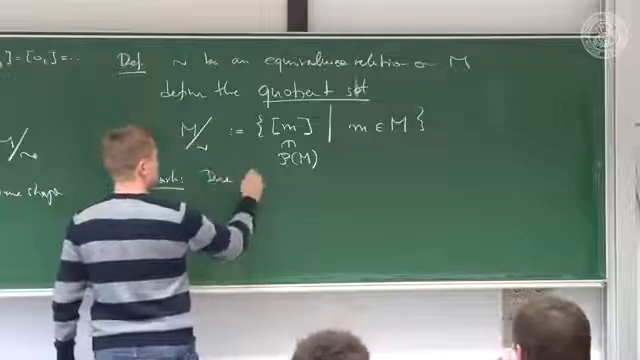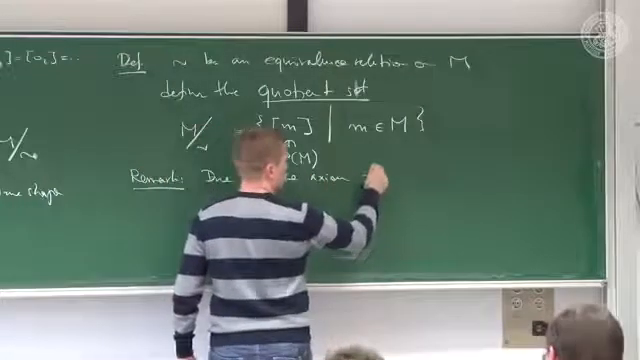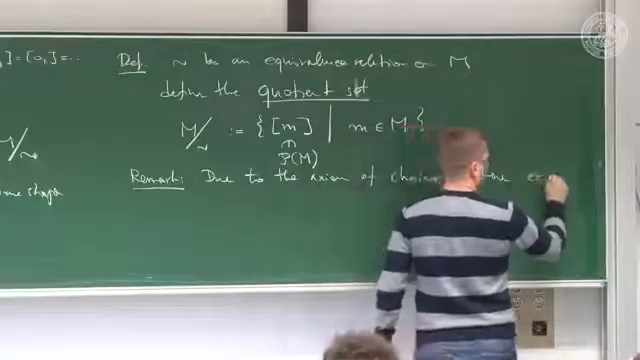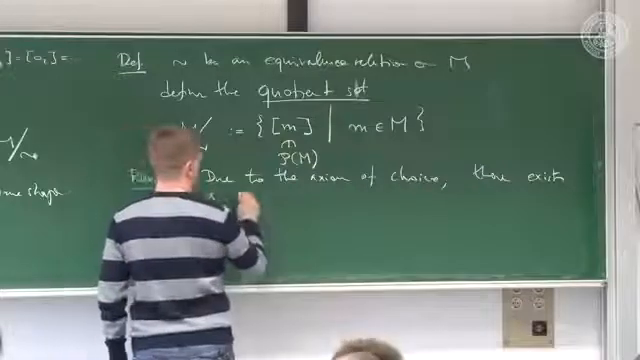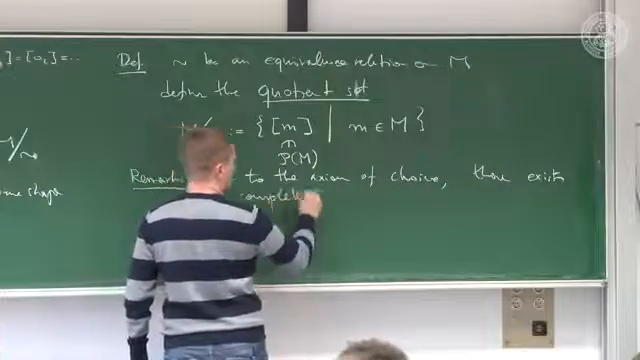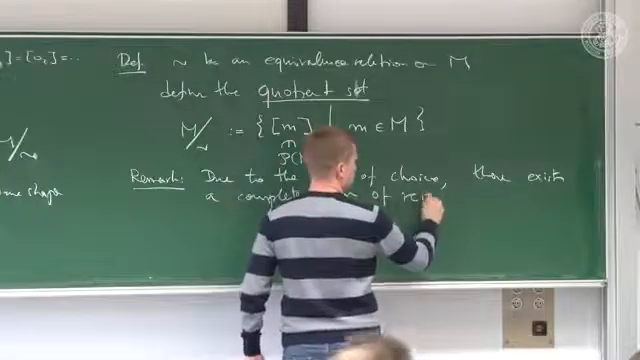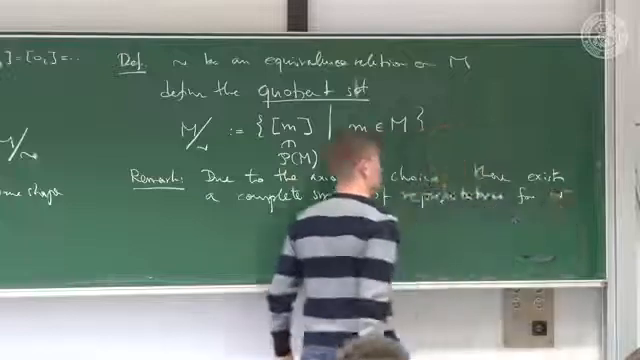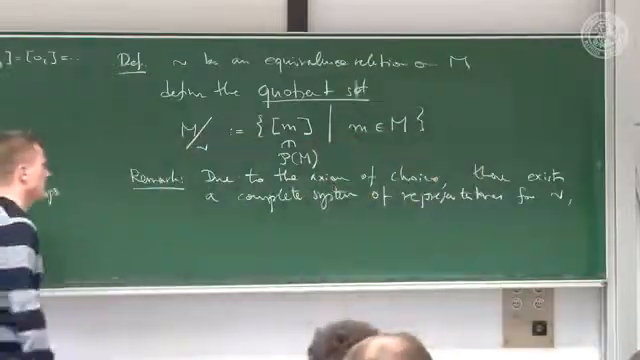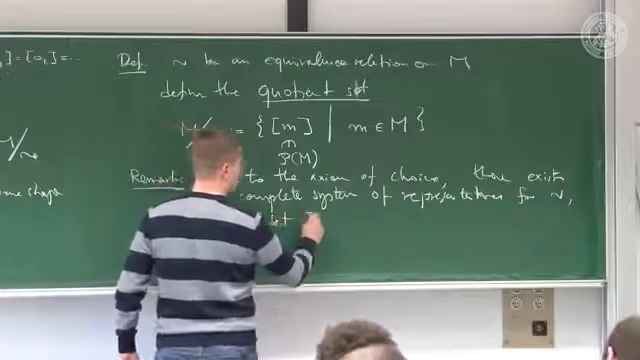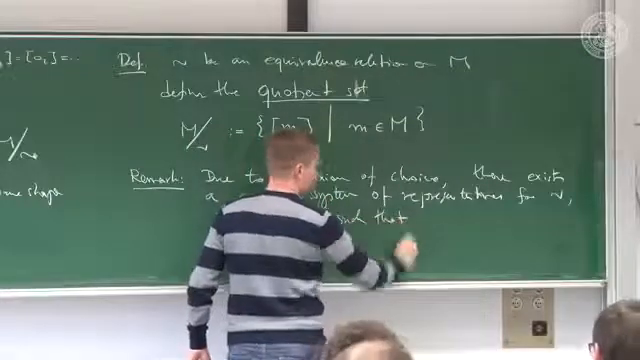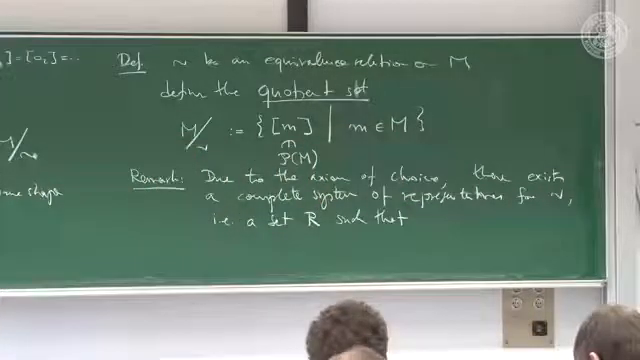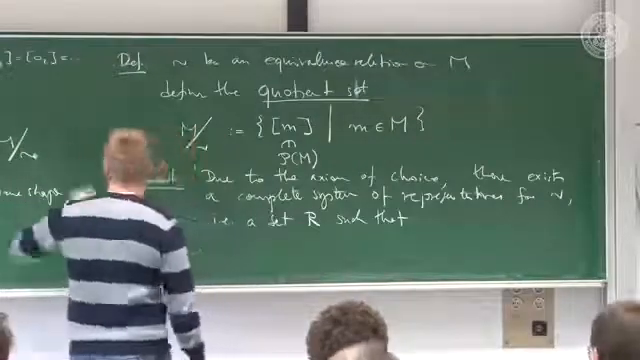Due to the axiom of choice, there exists a complete system of representatives for this equivalence relation, for the equivalence classes of this equivalence relation, that is a set R such that there is a one-to-one correspondence, there's a bijection between the elements of R and the quotient set.